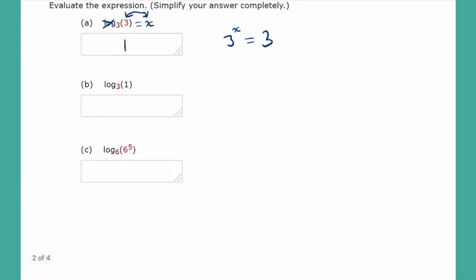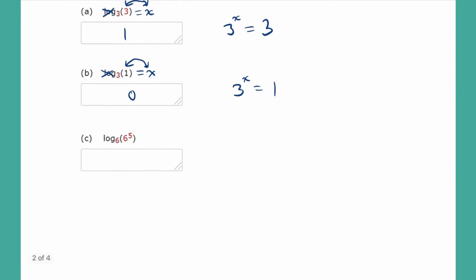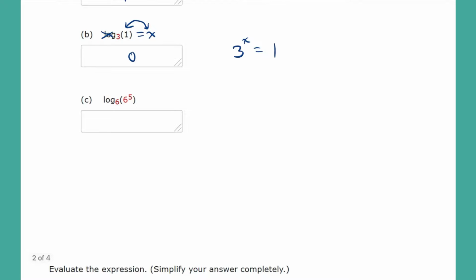All right, this one, same thing. I like to set it equal to x, cross out the word log, swap those two numbers. The base is 3, the exponent is x, and that's equal to 1. Well, any base to the 0 power is always 1, so this has to be 0 in order for it to be true. The next one, same thing, equal to x, swap these two.